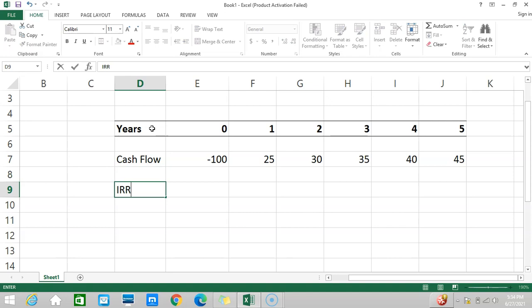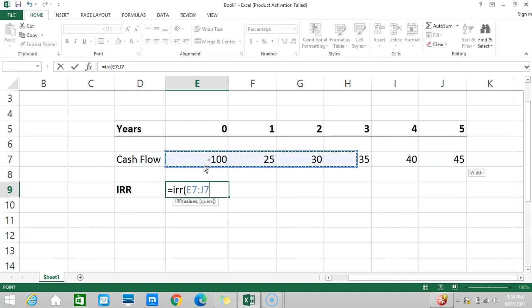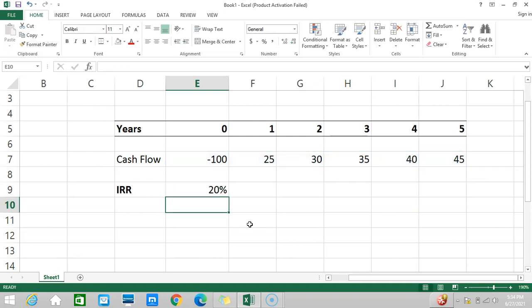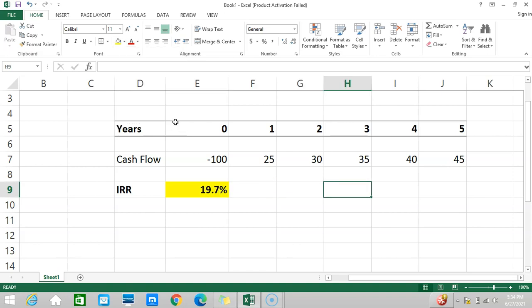Now the last step is calculating IRR. In order to calculate IRR, the formula in Excel which you should use is equals to IRR, bracket open. So you do equals to IRR, bracket open, and then you select all these values of cash flows including the outflow made today, then bracket close, and then you press enter. Once you press enter, you will get your IRR, which in this case comes out to be 19.7%. So this is how you calculate IRR in Excel.